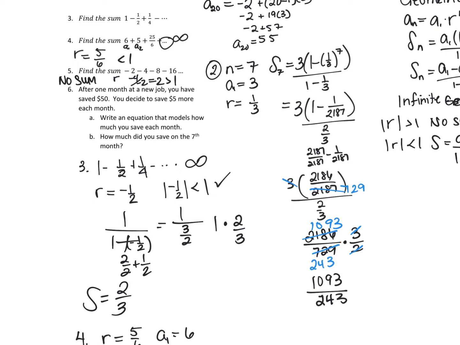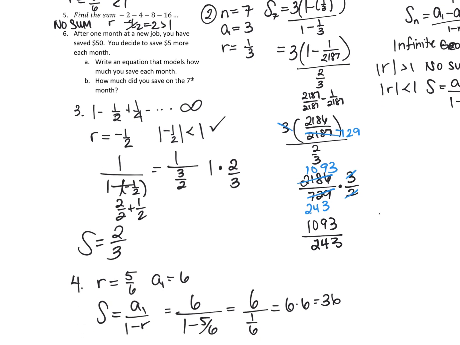And number 6, after 1 month at a new job, you have saved $50. That's your a1. So 6, I'll do it over here. Your a1 is 50. You decide to save $5 more each month. So you're going to add $5 every month. So that's a common difference, what you're adding every month.